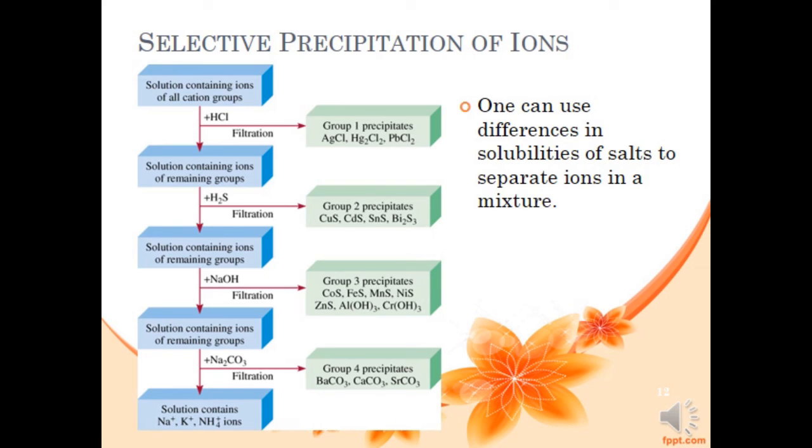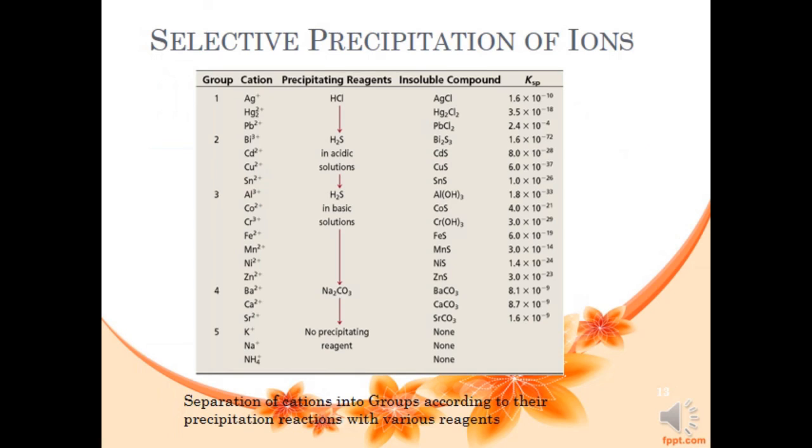Okay, so this is the sum up of the previous figure just now. Again, summary of the previous figure. Group 1, group 2, group 3, group 4, and group 5. And these are the selective precipitating agents for different groups. And this is the compound we can obtain from the precipitation process, and the value of KSP for every salt formed.